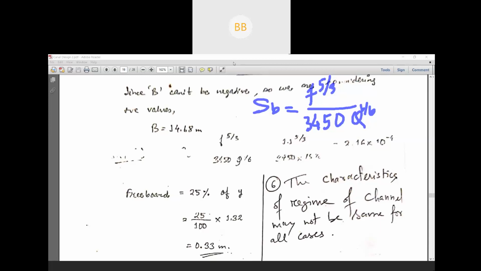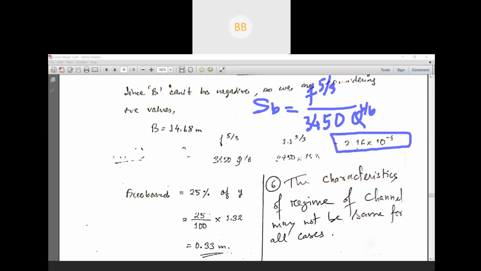2.16 into 10 to the power minus 4. It's correct. Okay. So the public channel is 2.16 into 10 to the power minus 4.